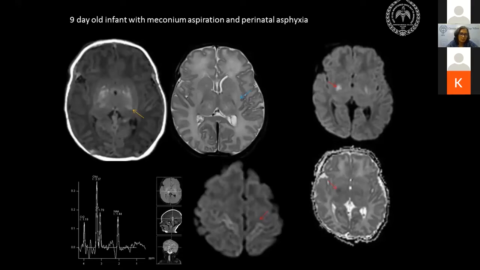This was a 9-day-old infant with meconium aspiration and profound hypoxia. This first image is a T1-weighted scan showing hyperintensity in the ventrolateral thalami and in the basal ganglia. So the PLIC is not seen. T2-weighted scans again show hyperintensity in these areas, with diffusion restriction in the posterior putamen and in the perirolandic cortex.